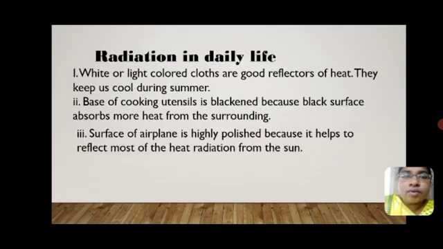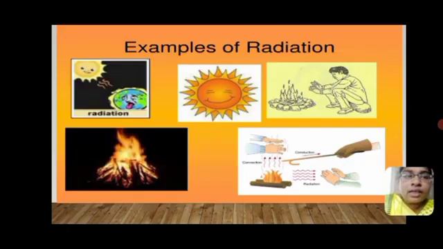Radiation in daily life. White or light colored clothes are good reflectors of heat. They keep us cool during summer. The base of cooking utensils is black because a black surface absorbs more heat from the surroundings. The surface of an airplane is highly polished because it helps to reflect most of the heat radiation from the sun. These are examples of radiation.